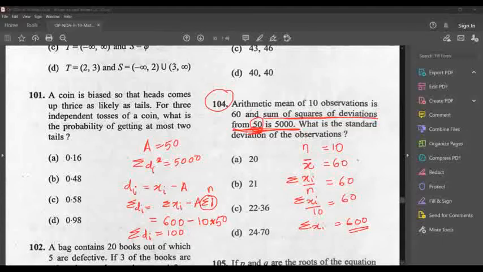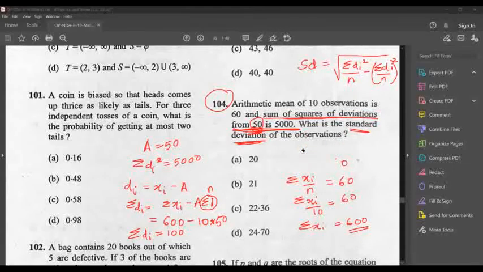Now what is the question actually? The question is to find the standard deviation, SD. What is standard deviation? Learn the formula by heart: root of sigma di square by n minus sigma di by n the whole square. So now it is just about substitution. Have you copied this part? I'm just rubbing this part.